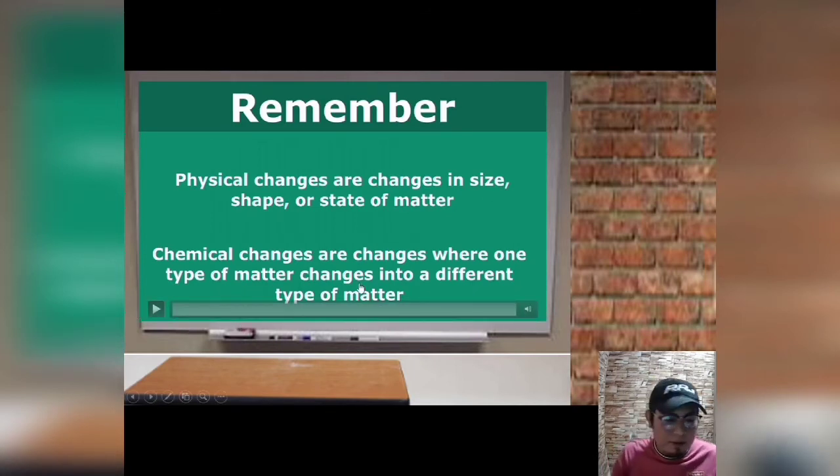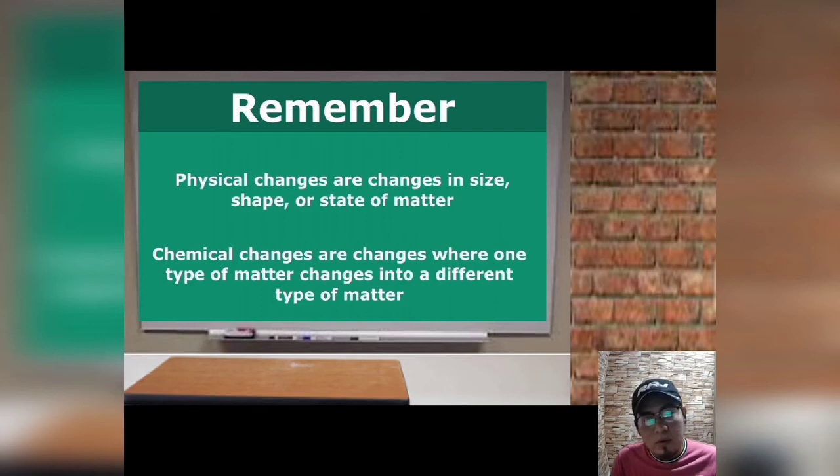Okay. So, based sa panood nyo, guys, pinapakita dito na there are two changes in matter. We have the physical and chemical change. Maraming binigay na examples. Okay? I-summarize natin siya kasi medyo marami. Summarize natin para mas madali nyo maintindihan.